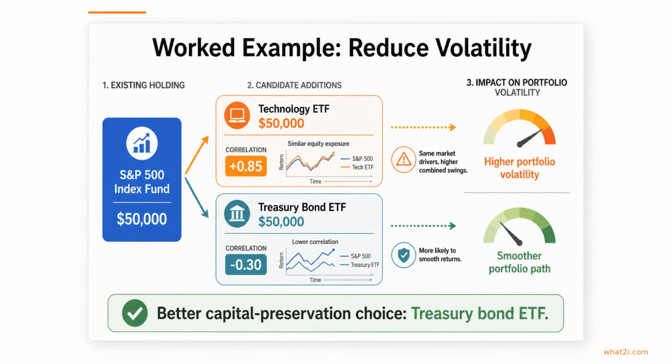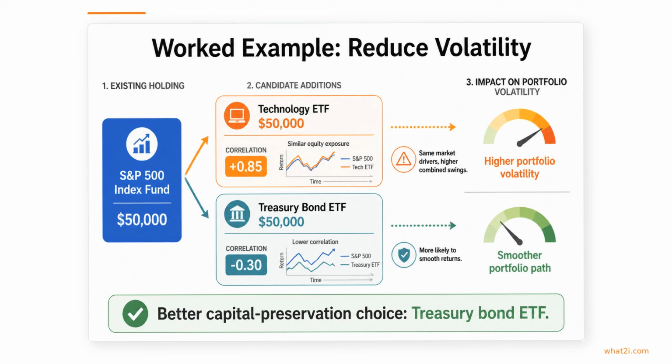Imagine you already hold $50,000 in an S&P 500 index fund and want to invest another $50,000 with the goal of reducing volatility. One option is a technology ETF with a correlation of about +0.85 to the S&P 500. That choice adds more exposure to similar equity drivers, so the combined portfolio will likely swing in ways that resemble your existing holding. Another option is a Treasury bond ETF with a correlation of about -0.30.